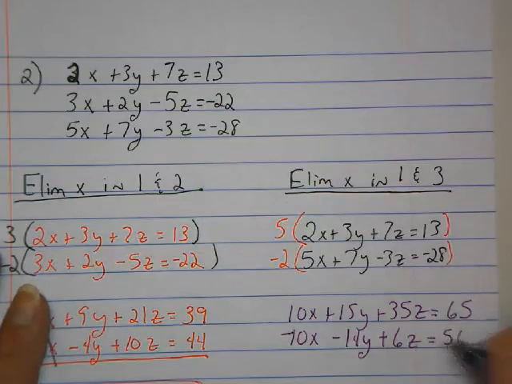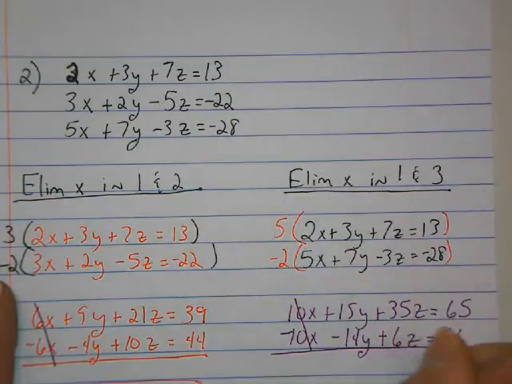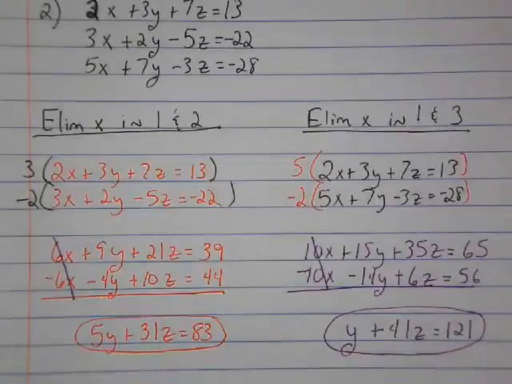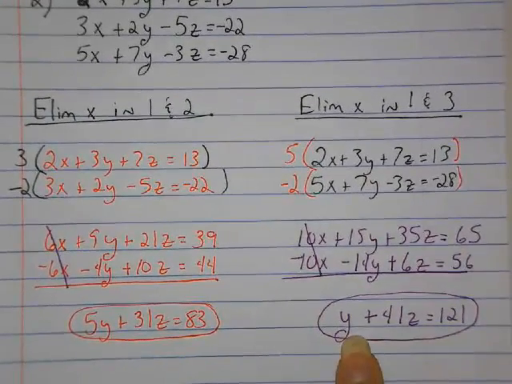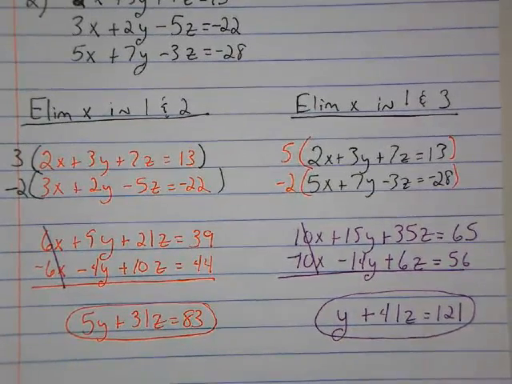Good news, they cancel like I wanted. I get y plus 41z equals 121. The good news is here, at least I have just a y. So that's going to make solving the next system a little bit better. Alright, so all that was step 1.